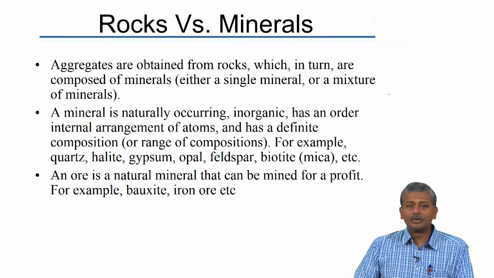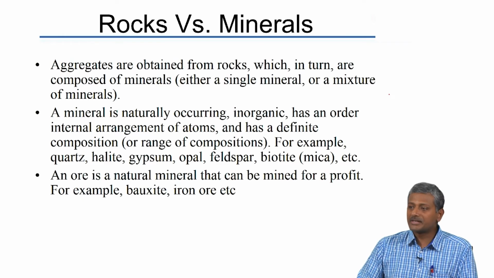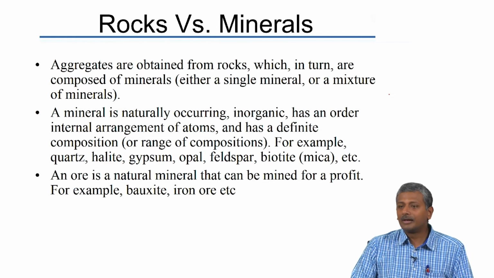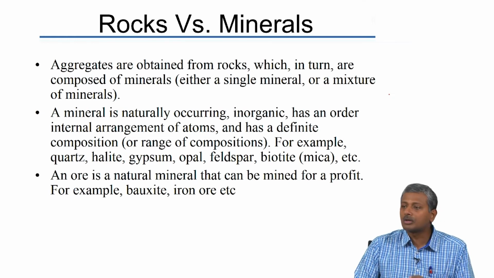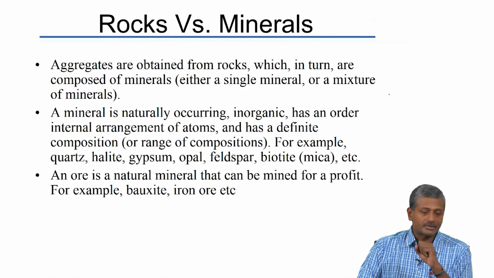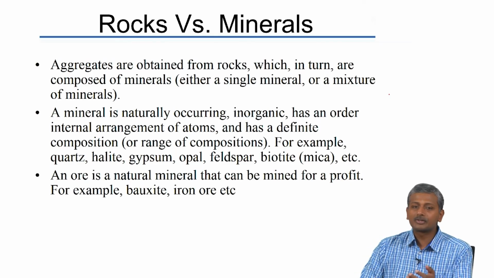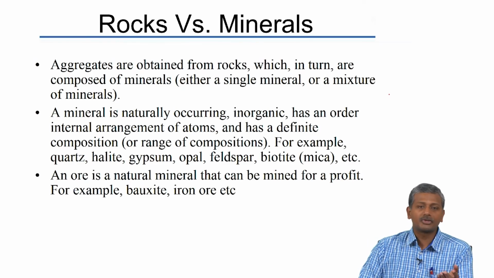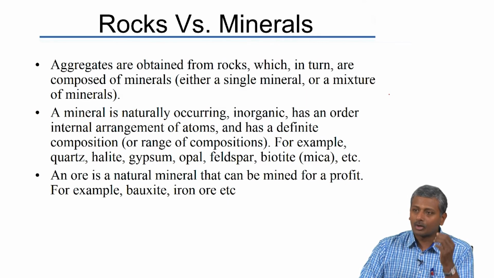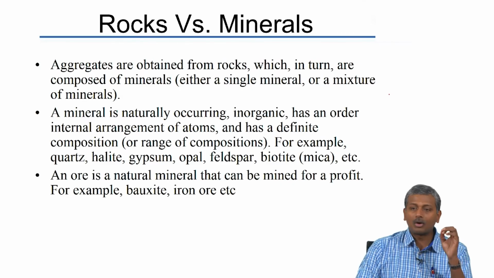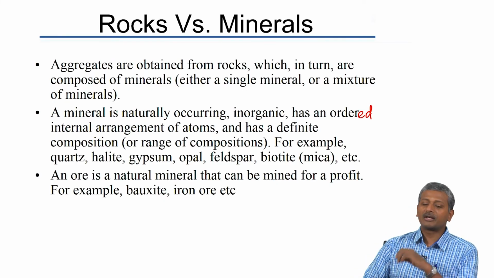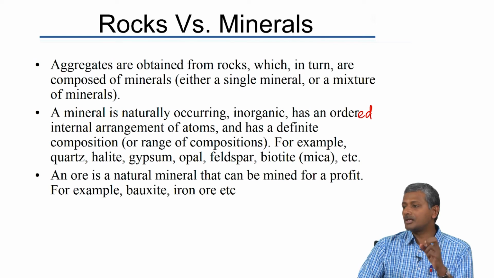Now obviously we have understood that the basic impact of the aggregate is because of the kind of mineralogy it has. So let us take a brief look at what kind of minerals actually constitute our aggregate and what property do they bring about in the aggregate that leads to a change in concrete characteristics. So again, you know very well that aggregates are obtained from rocks, and rocks can be composed of one or more types of minerals. Okay. Mineral obviously is a naturally occurring inorganic material which has an ordered internal arrangement of atoms and has a definite composition or a range of compositions.